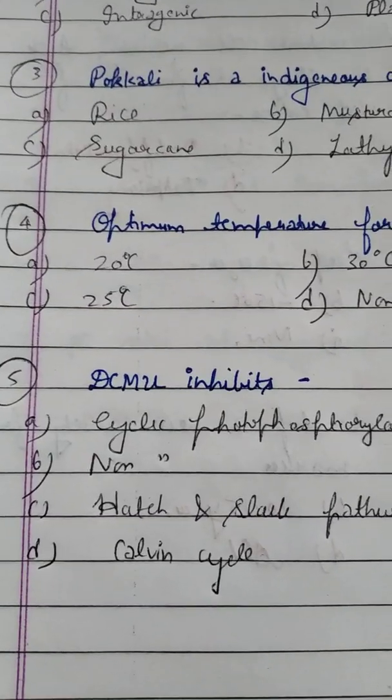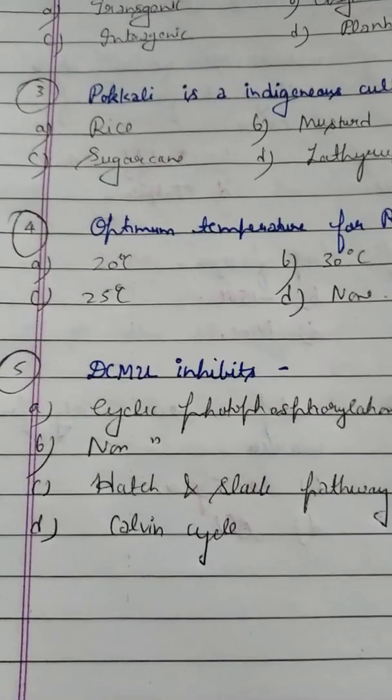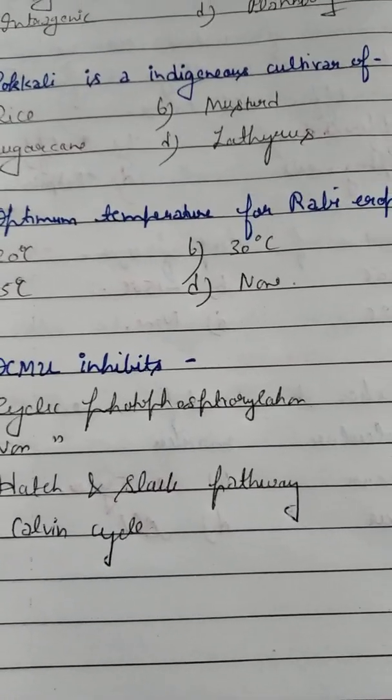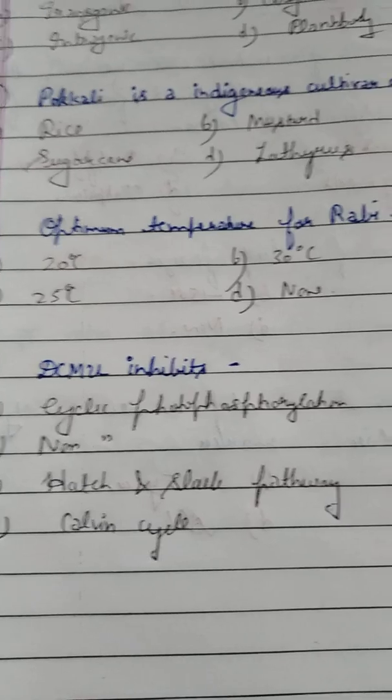Students, now see a very basic question. Optimum temperature for Rabi crop. Option A 20 degrees centigrade, option B 30 degrees centigrade, option C 25 degrees centigrade, option D none.